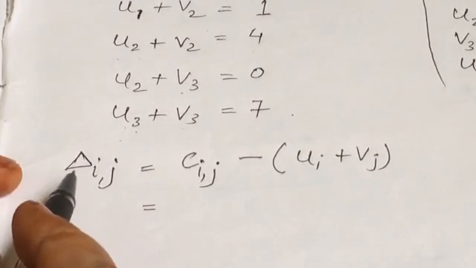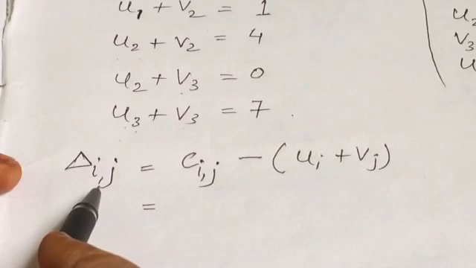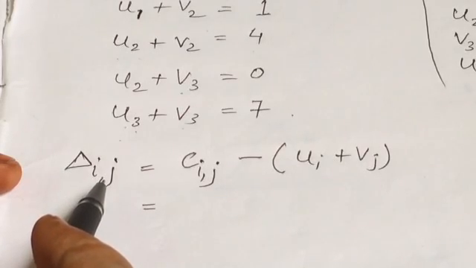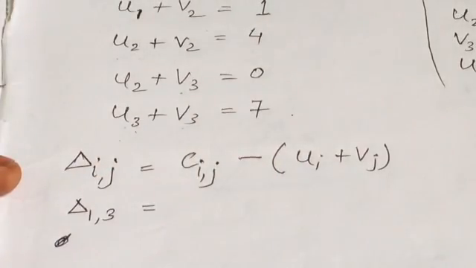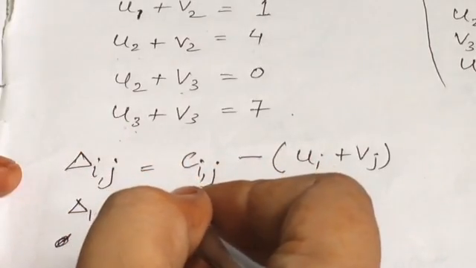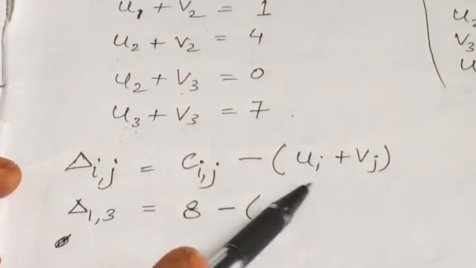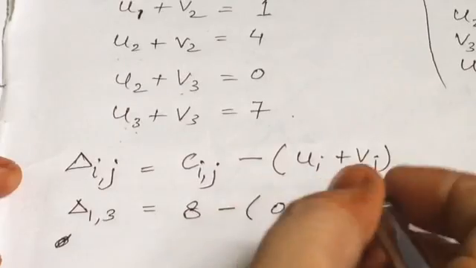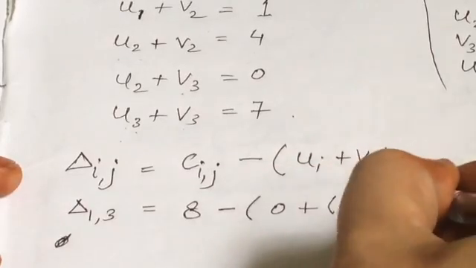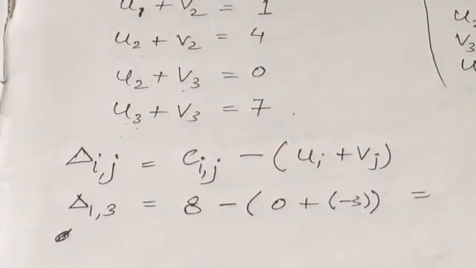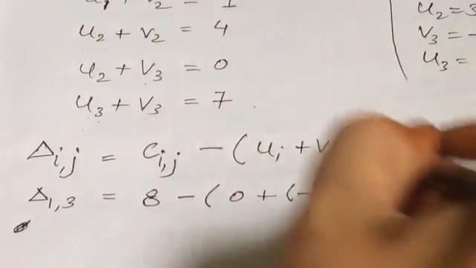So del ij means I will use ij for the unoccupied cell. What is the first unoccupied cell? The first unoccupied cell is 1 3, first row and third column, del 1,3. The transportation cost there was 8 minus (u1 plus v3). u1 is 0 and v3 is minus 3. So it will become 8 plus 3, 8 plus 3 is 11. Okay, so it is 11.